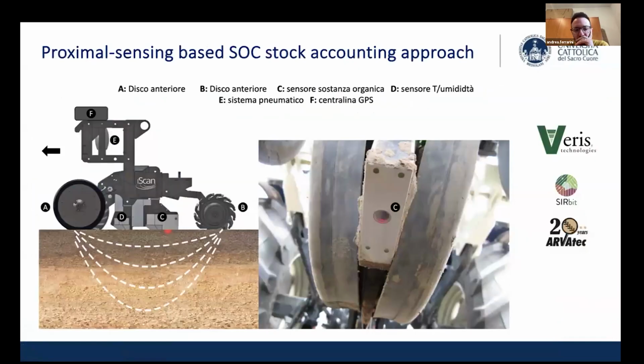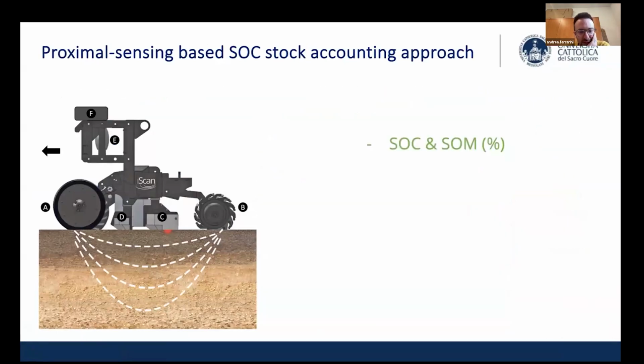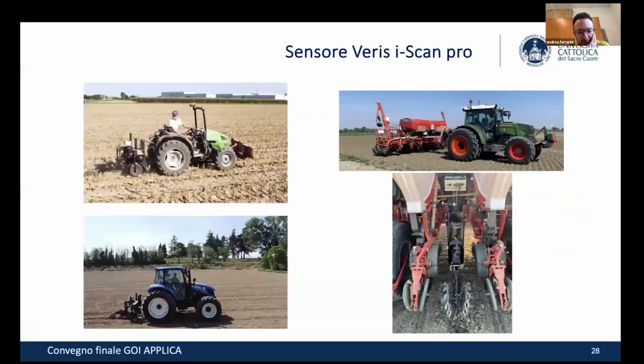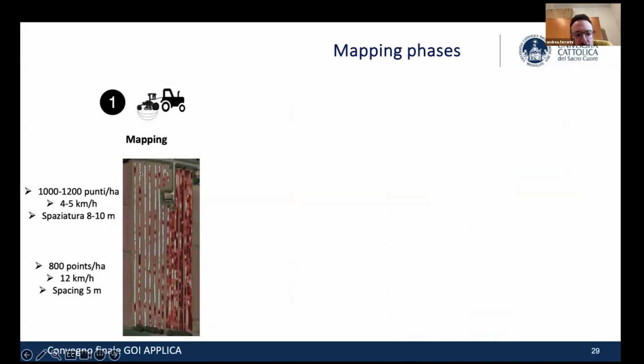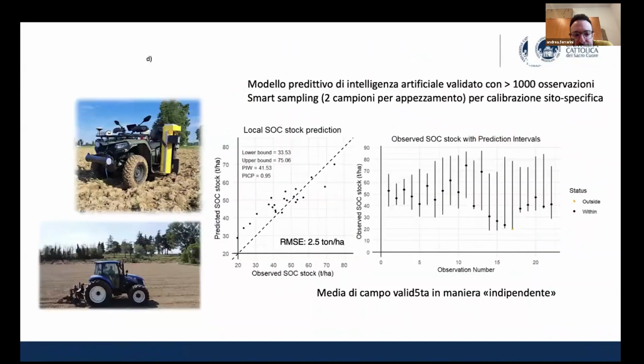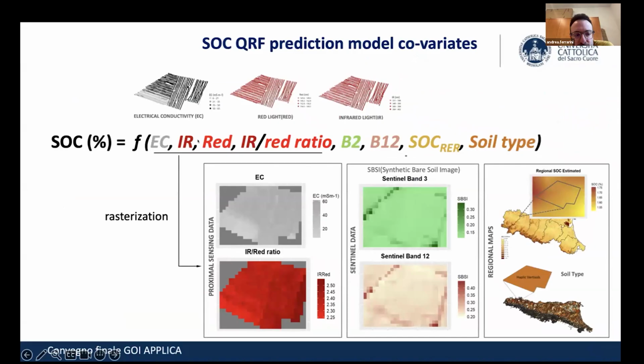We also use soil sensors, where their use is cost effective. We estimate, and I go very fast, in the farm soil climate, we have trained and validated a prediction algorithm using the Veris iScan sensor to get the prediction of SOC stock. That's the root mean square error that we have using proximal sensor data and also Sentinel-2.